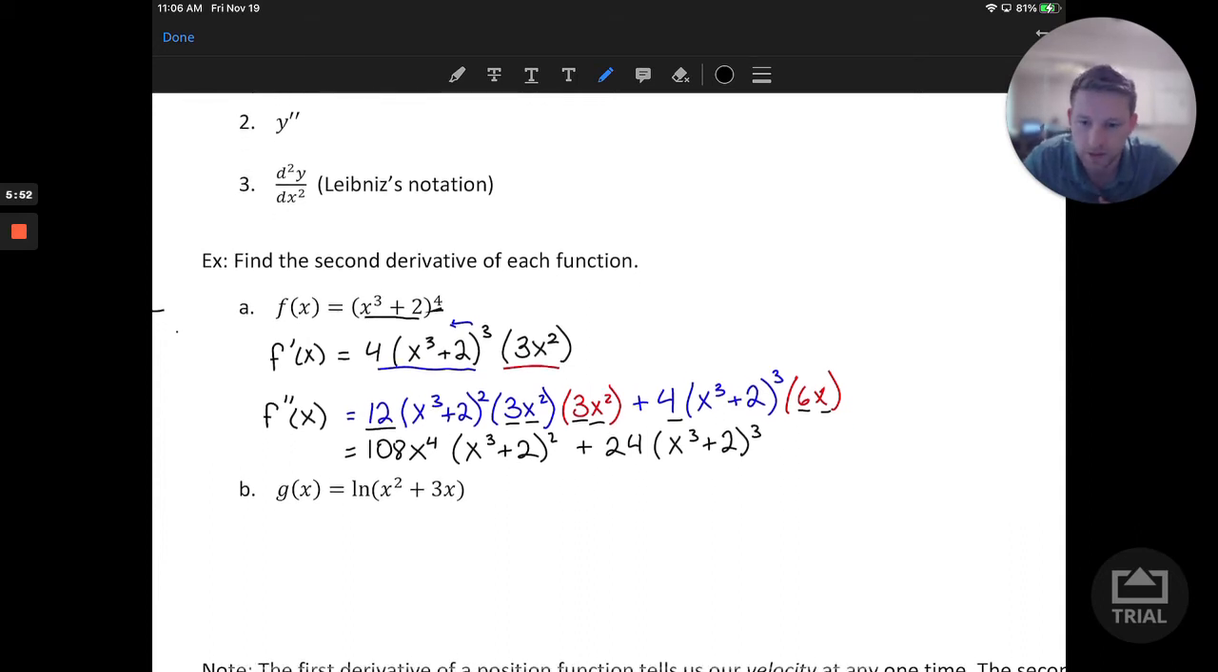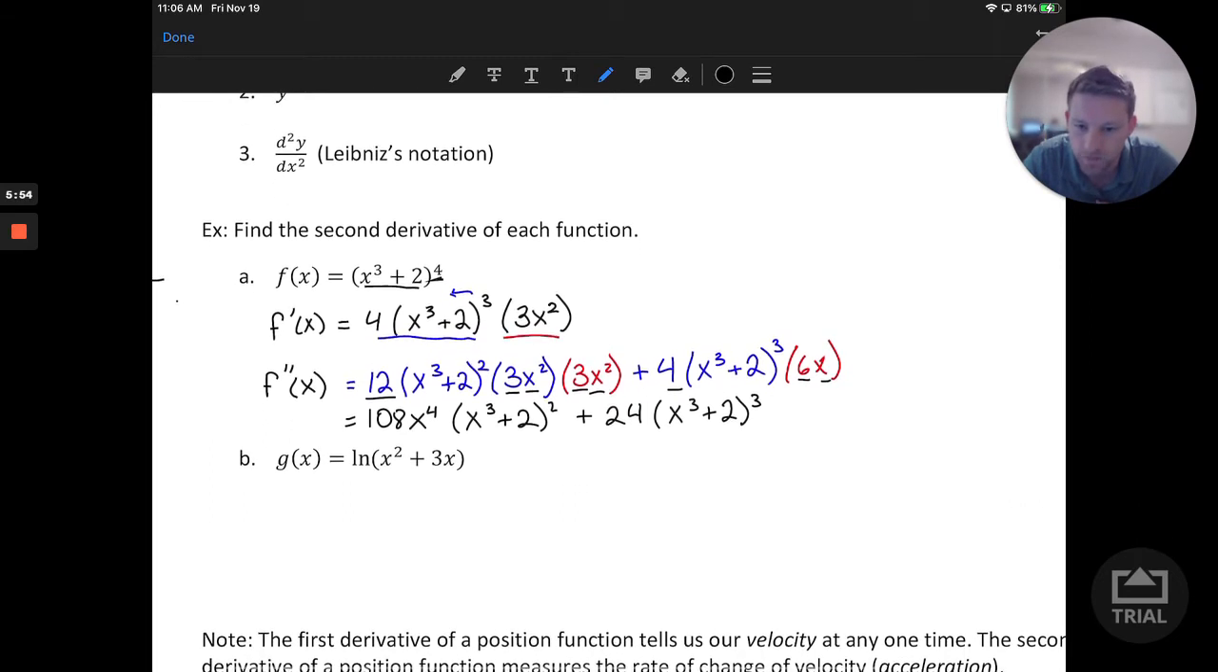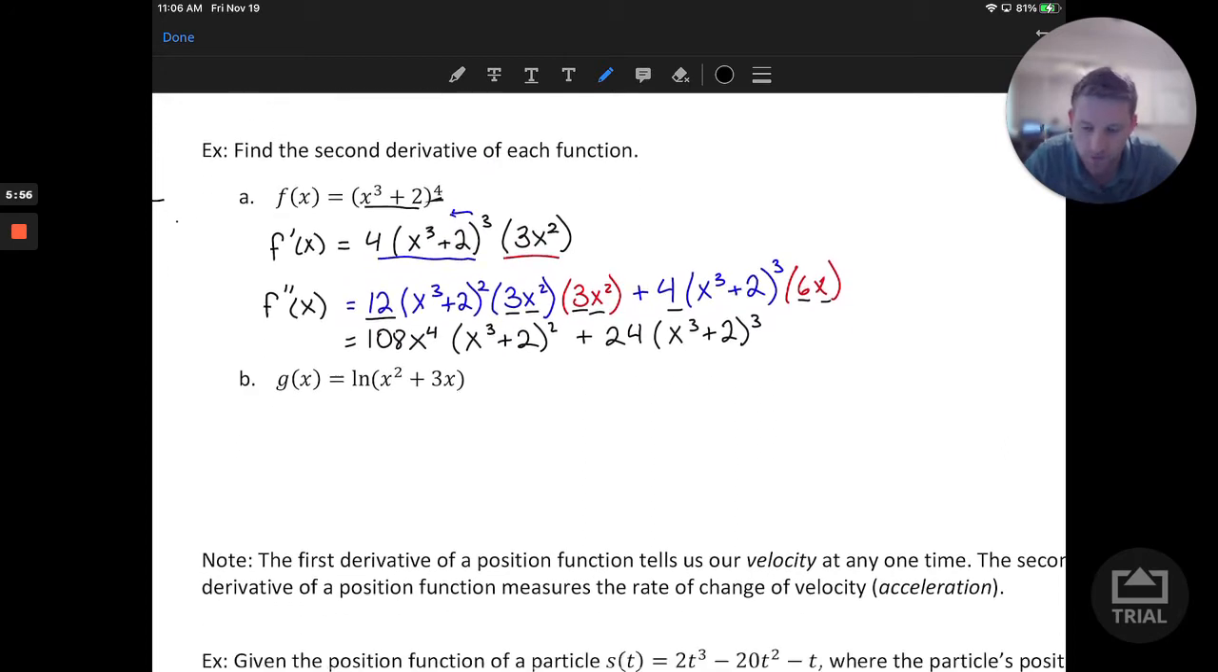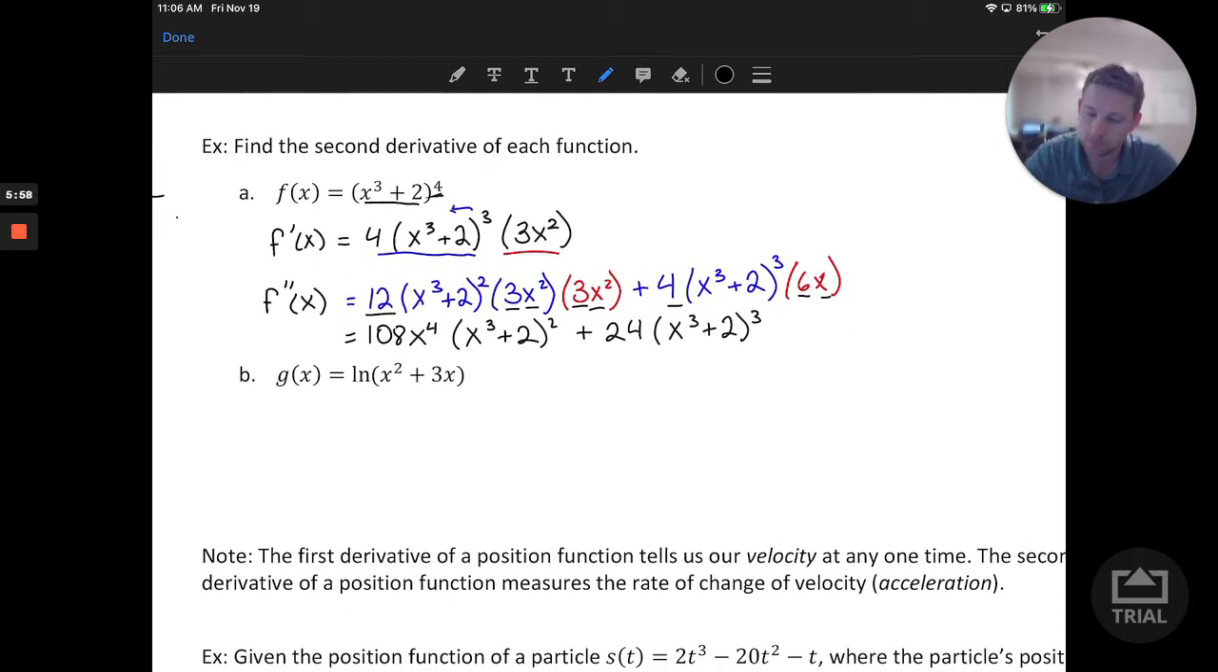Let's take a look at the g of x function. This is a natural log function. So let's consider the first derivative again. I think we'll need the chain rule again for the g prime of x function here. So we'll take g prime of x. Whenever we have a natural log function, the first part is going to be just 1 divided by the argument, so whatever the argument is.